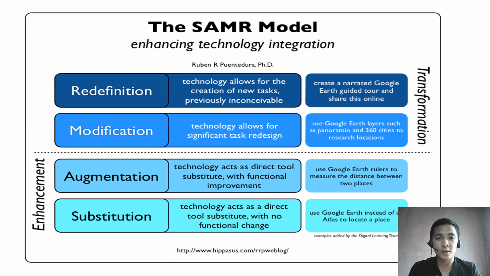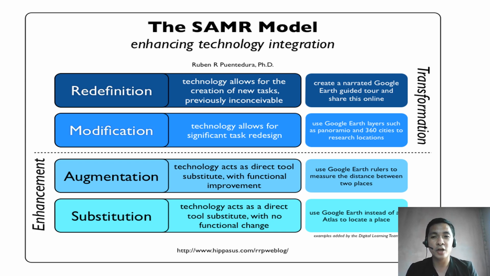For example, for substitution, the students will use Google Earth instead of an atlas to locate a place. They are going to use their cell phone, right? Or their gadgets. While in the augmentation, they are going to use the Google Earth ruler to measure the distance between two places instead of the traditional way, right?